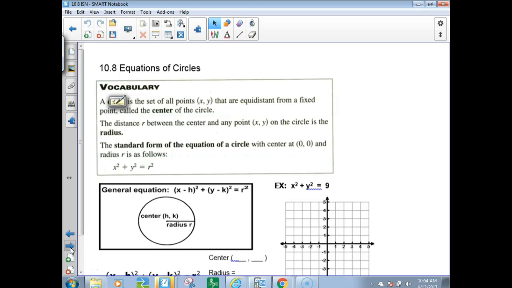Okay, we're going to do equations of circles today. We'll start with the introduction.